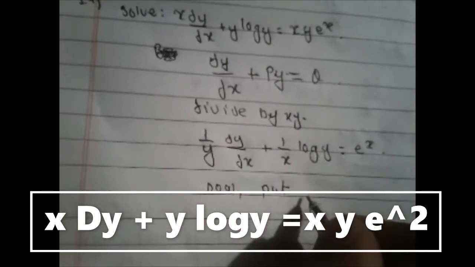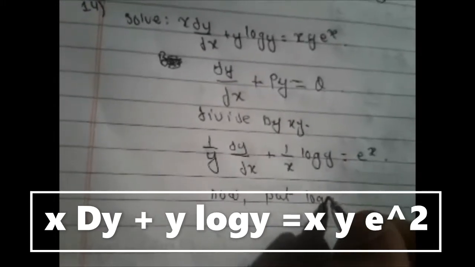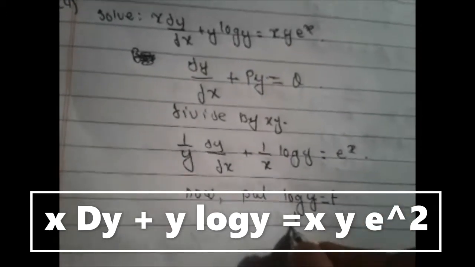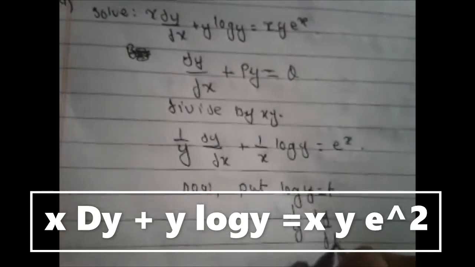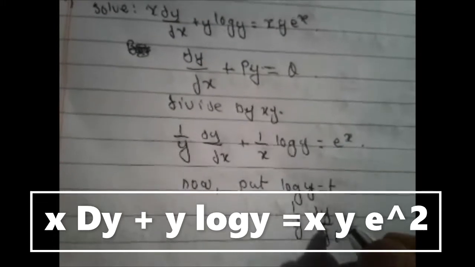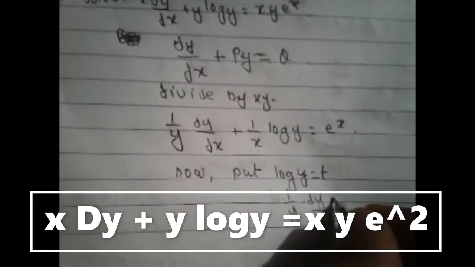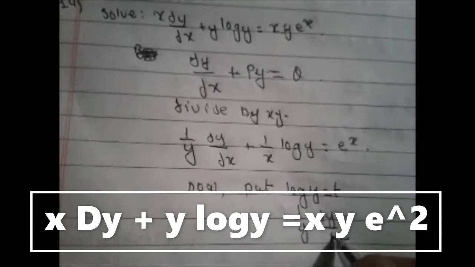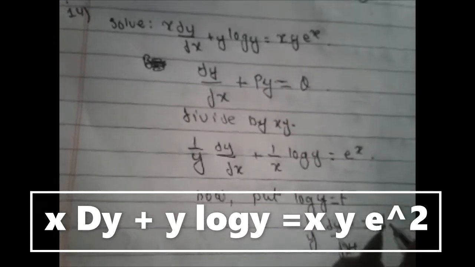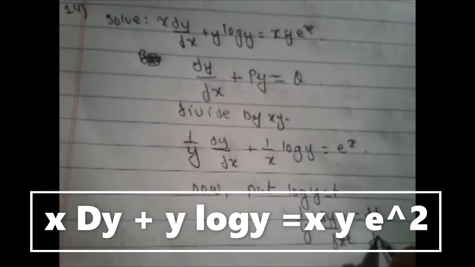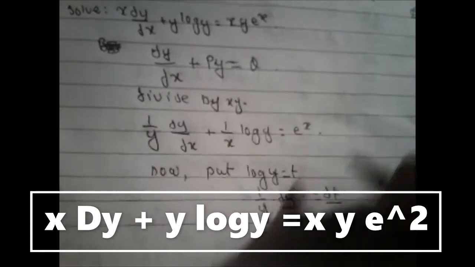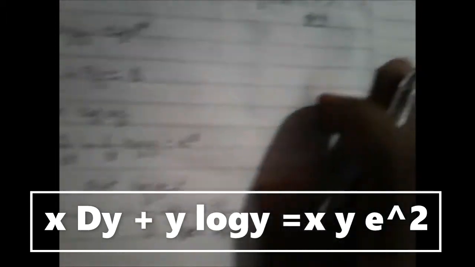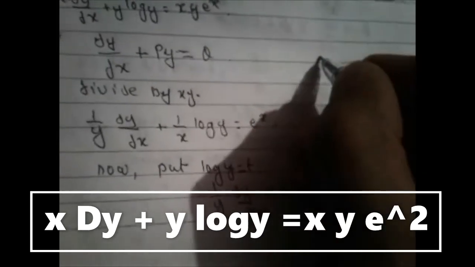Now put log y is equal to t. We put log y is equal to t, 1 upon y dy by dx, we differentiate it with respect to x, so it is equal to dt by dx. Now it takes the form dy by dx, 1 upon y is replaced by dt by dx.